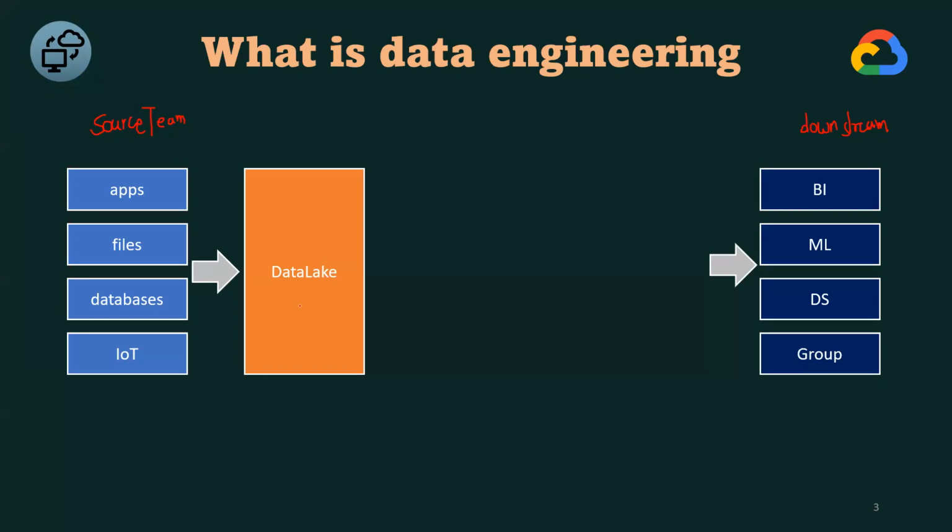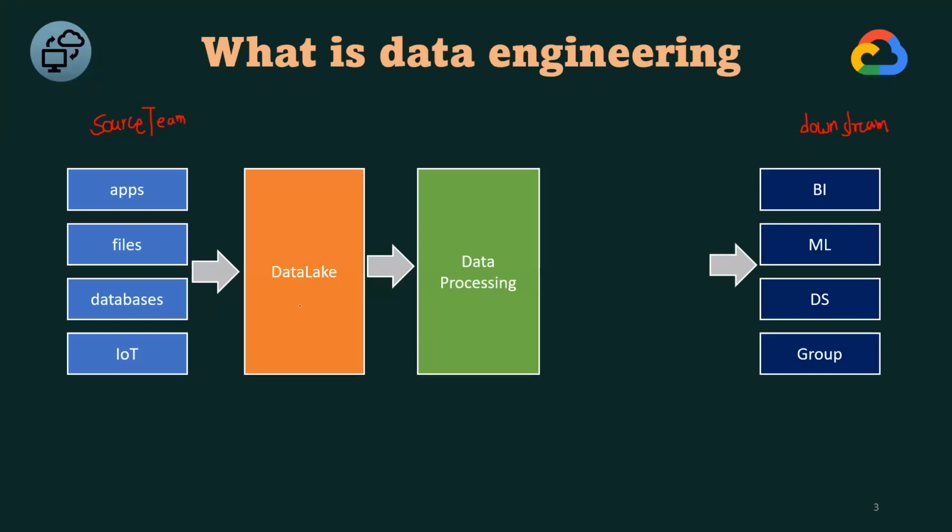After that, we need to do the processing, because as I told you, the raw material, or the data that we are getting from the data sources, may not be in a usable format to do the analysis. Our main agenda is to create the analysis reports. Those reports will be used for BI, machine learning, data scientists, and business groups.